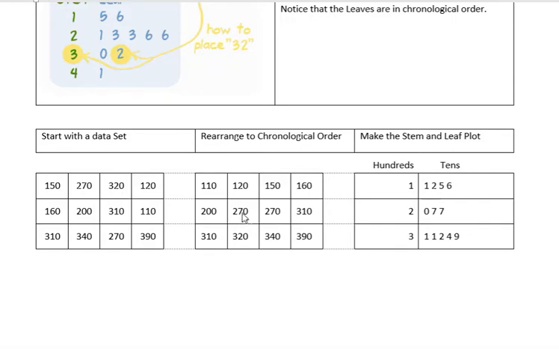If I have the same number twice, I put that twice in my table. So I have 2 and 0, that's 200. 2 and 7 is 270. And then you can see how the ones played out.